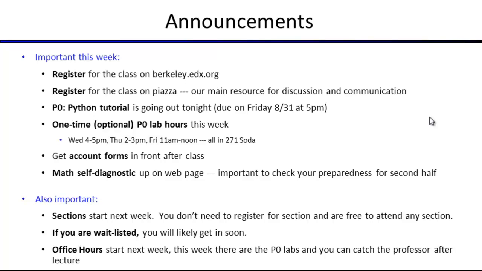Let's start with a couple of announcements, clarify some things about the logistics of the class. The website for the class lives at berkeley.edx.org. So we're using the edX system for the class. If you don't have an edX account yet, you should sign up for one, and then on there, register for CS 188 spring semester.